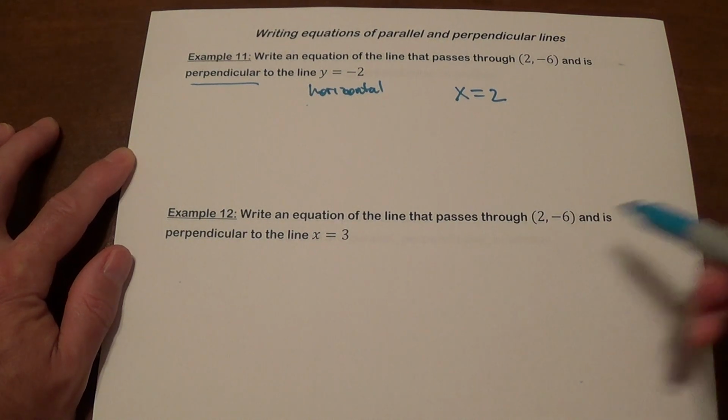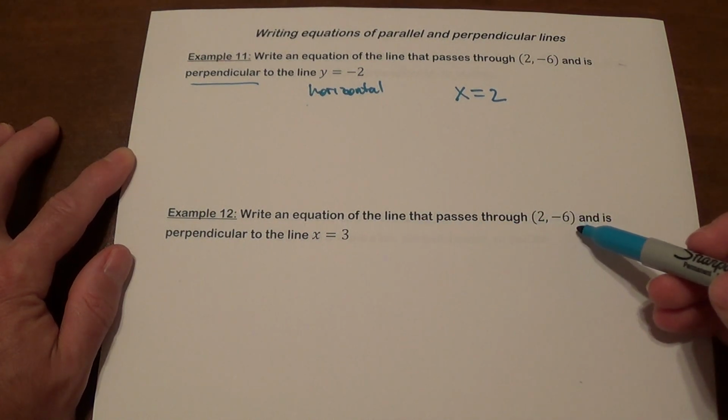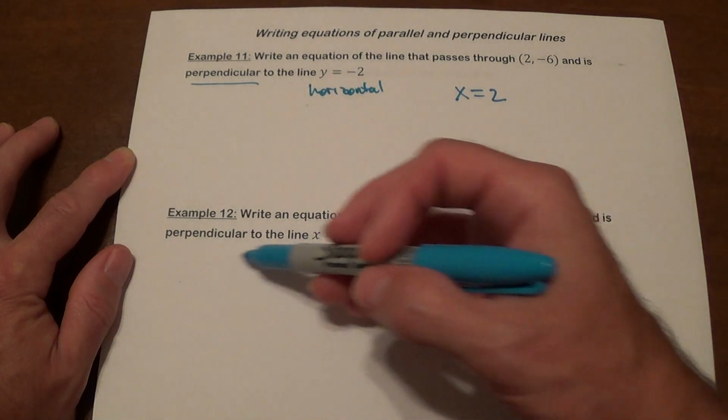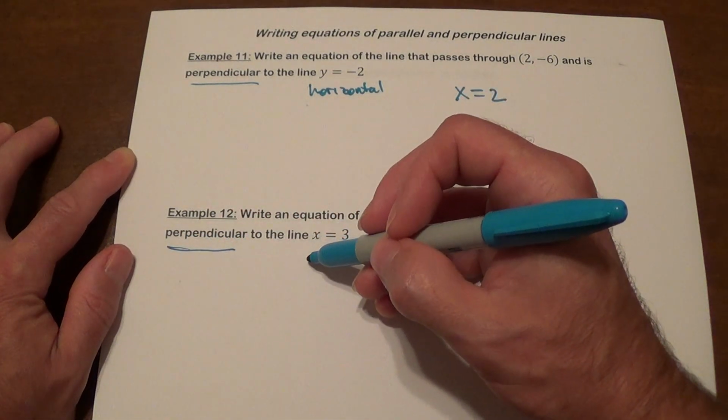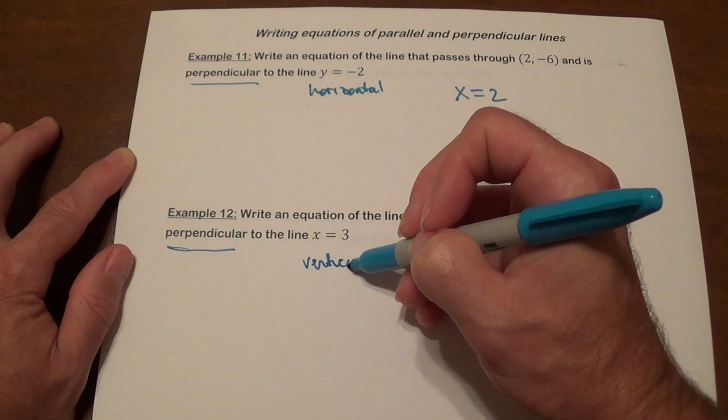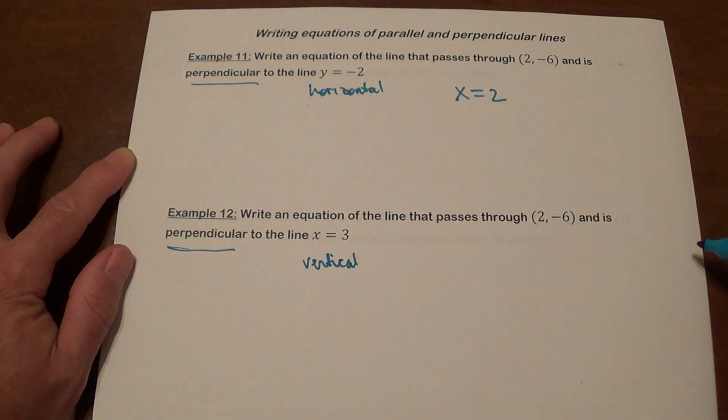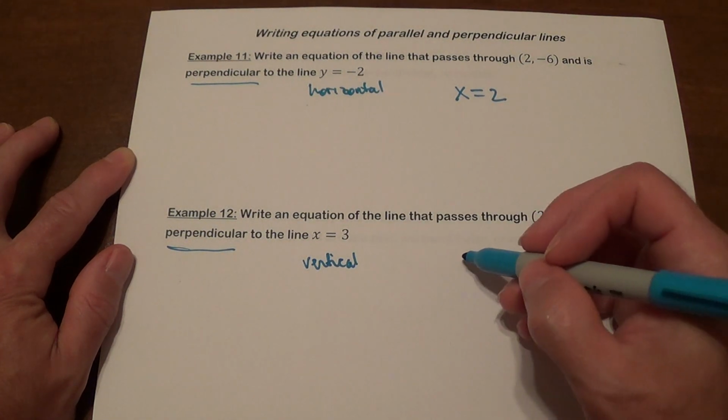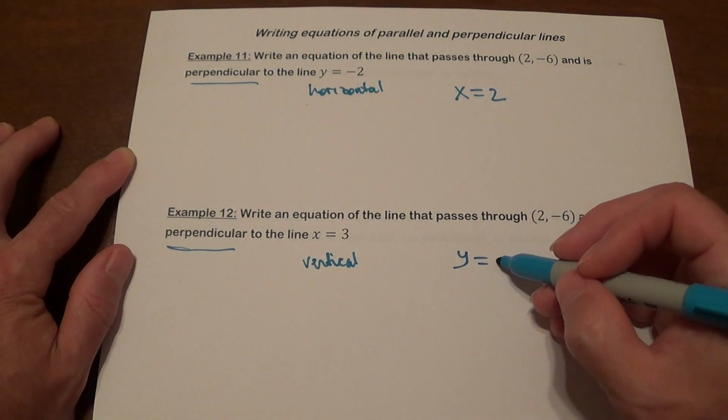If a line is perpendicular to a horizontal line, the line will be vertical, and vice versa, which should help you with 12. An equation of a line that passes through (2, negative 6) and is perpendicular to the line x equals 3. This is a vertical line. That means our equation will be an equation of a horizontal line. y equals negative 6.